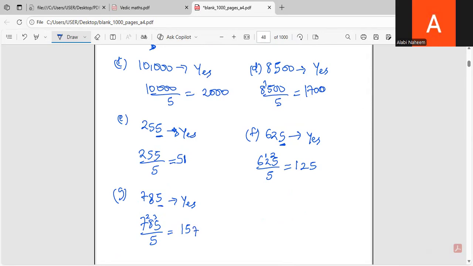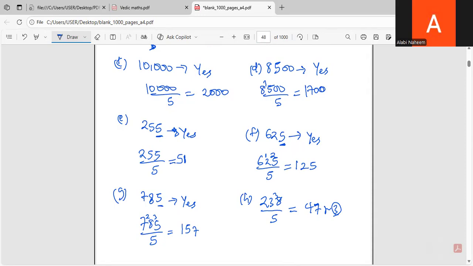Now, I intentionally brought a number here, a number which is not divisible by 5, to test if it still holds. So divide this by 5. 5 in 23, that's 4, remainder 3. 5 in 38, that's 7, remainder 3. You can see it has a remainder. So it's not exactly divisible by 5.